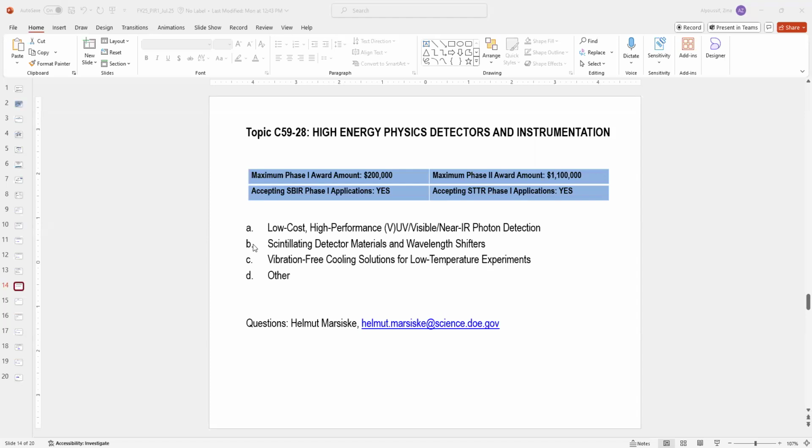And then last but not least, subtopic C, vibration-free cooling solutions for low temperature experiments. We have a number of experiments that need to reach temperatures well below 1K, and that need to carefully control vibrations, because that introduces noise into the measurement. So we're looking for new concepts for dry dilution refrigerators that operate continuously and operate virtually vibration free. That's it for this subtopic.